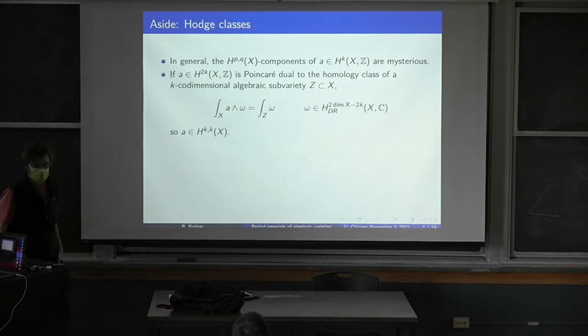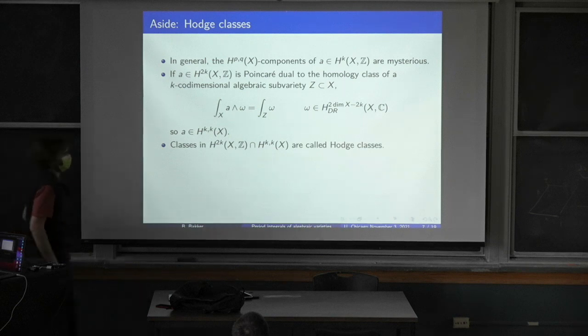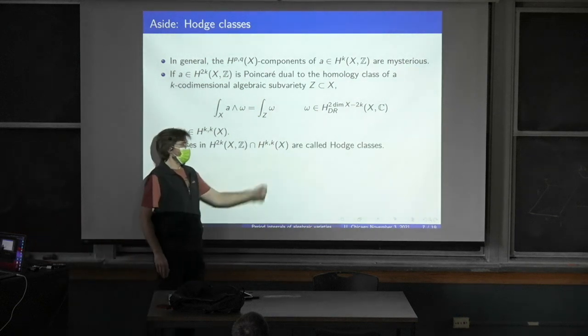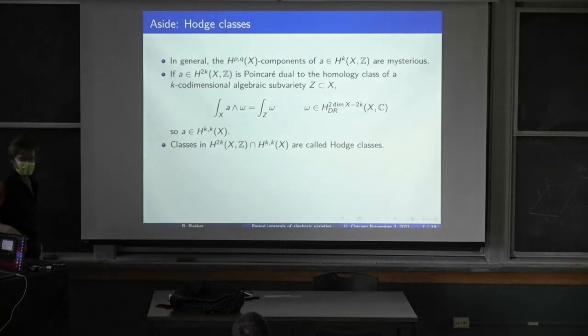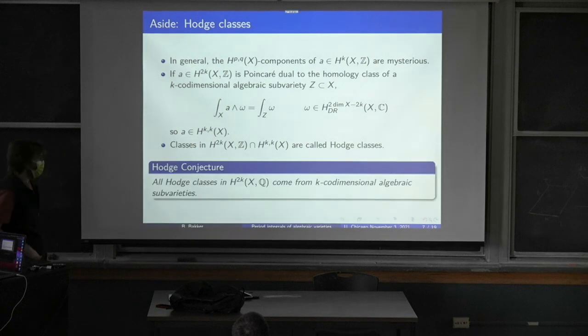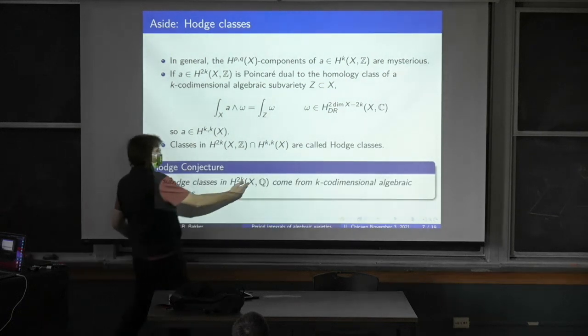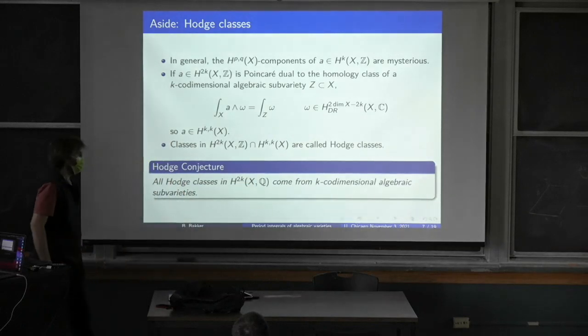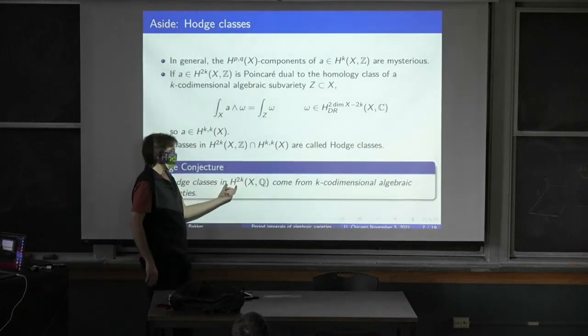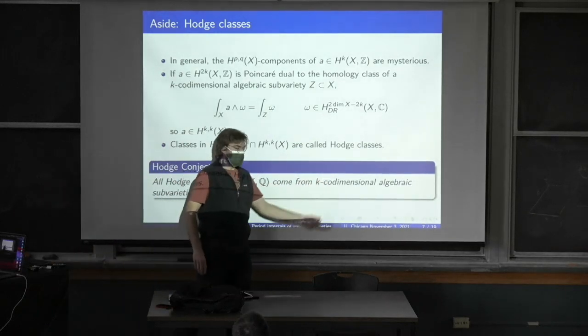Okay, so these particular classes are special. They're called Hodge classes, so integral classes which have this pure Hodge type. And the famous Hodge conjecture says that they have meaning. In other words, up to rational coefficients, the Hodge classes in this Hodge structure actually come from k codimensional algebraic subvarieties.